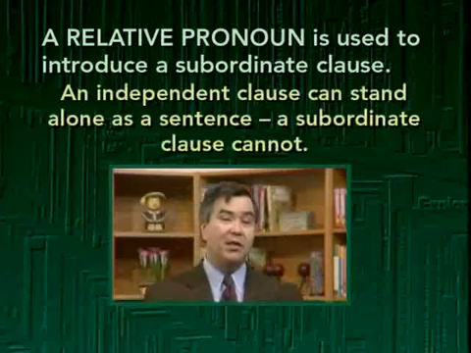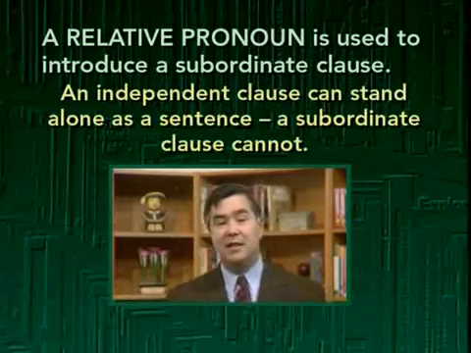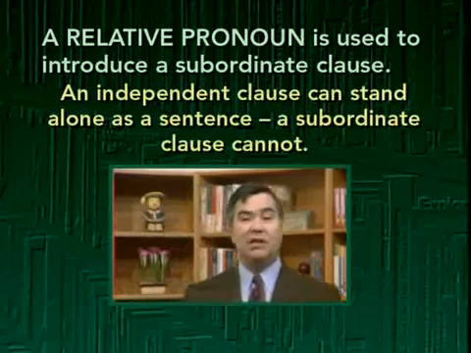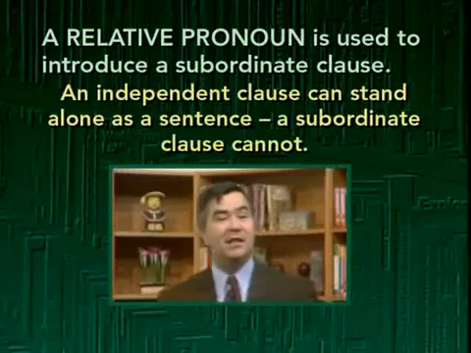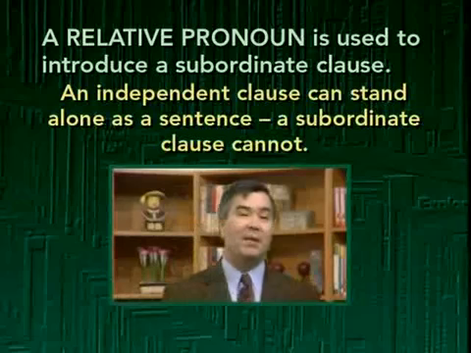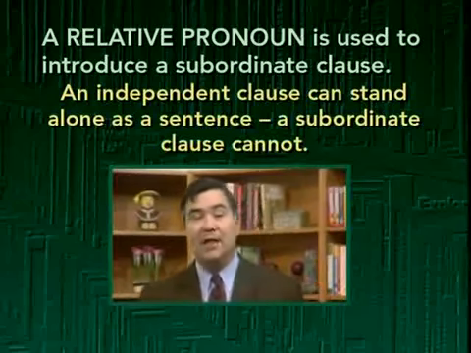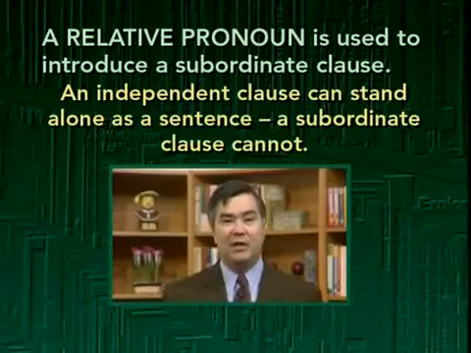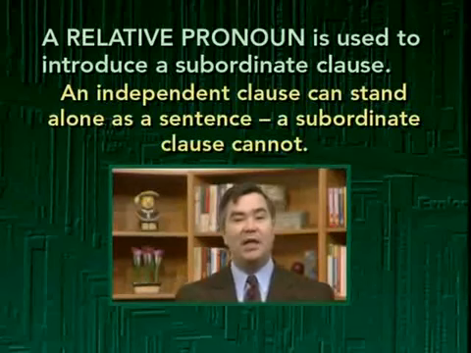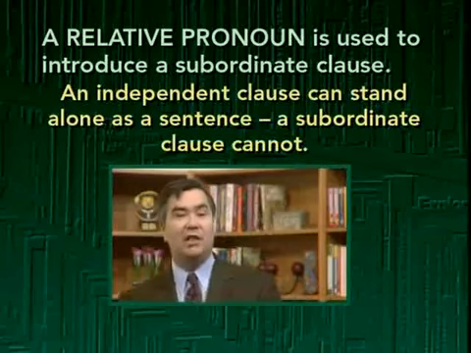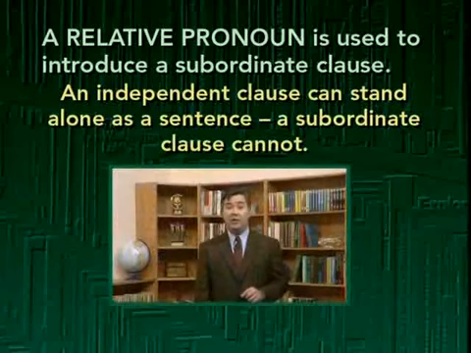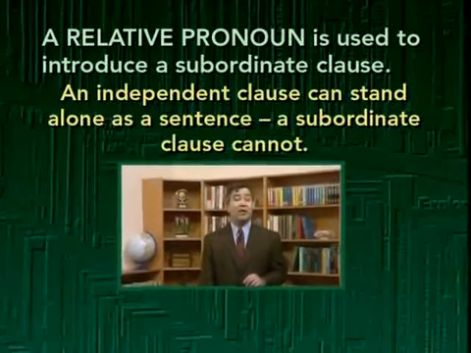An independent clause can stand alone as a sentence. A subordinate clause cannot. When a subordinate clause tries to stand alone as a sentence, the result is a sentence fragment and a grammatical error. Instead, subordinate clauses are attached to independent clauses, and the resulting combination is a correct English sentence, known as a complex sentence. A relative pronoun is used to introduce a subordinate clause.